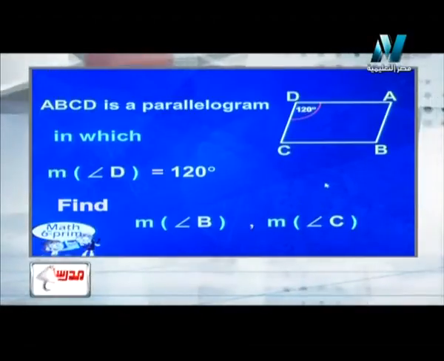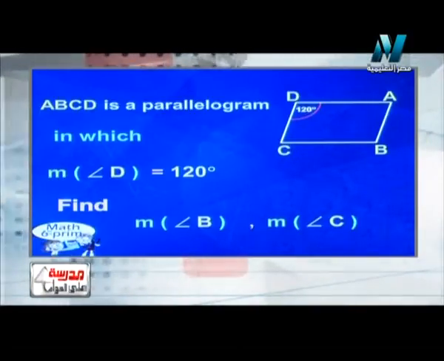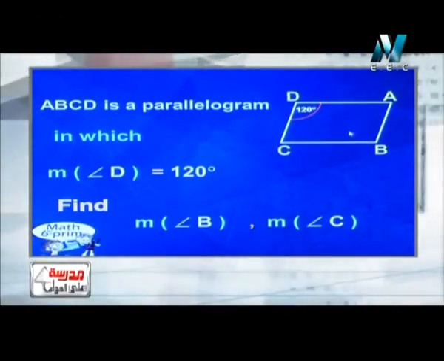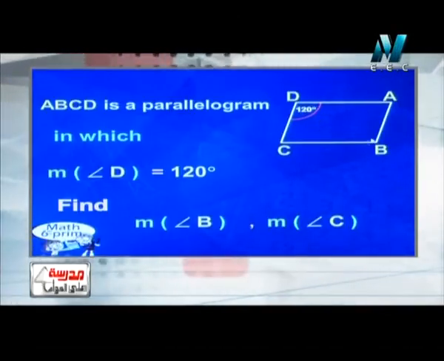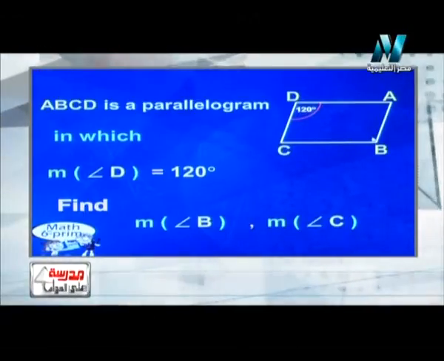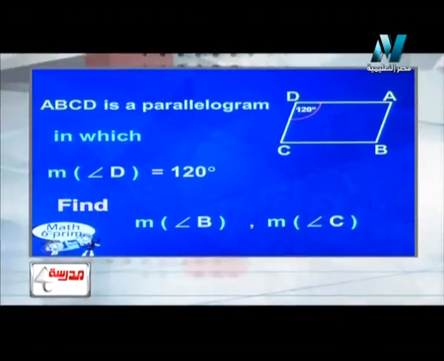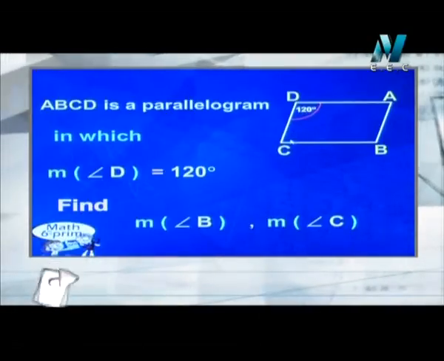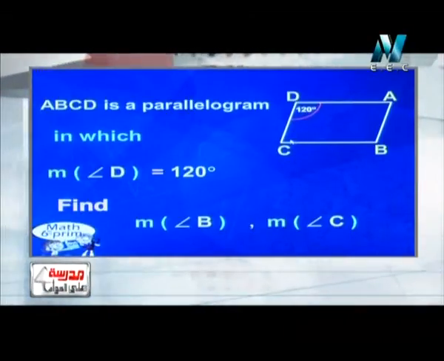Excellent, very good. I hear you answering very well, like Hashem. We have a very important property: each two opposite angles are equal in measure. What is the opposite angle to angle D? Angle B. So it's easy to deduce the measure of angle B: it equals 120 degrees. How can we calculate the measure of angle C? We have to use the third property: the sum of any two consecutive angles equals 180. Subtracting 120 from 180, the result will be 60.